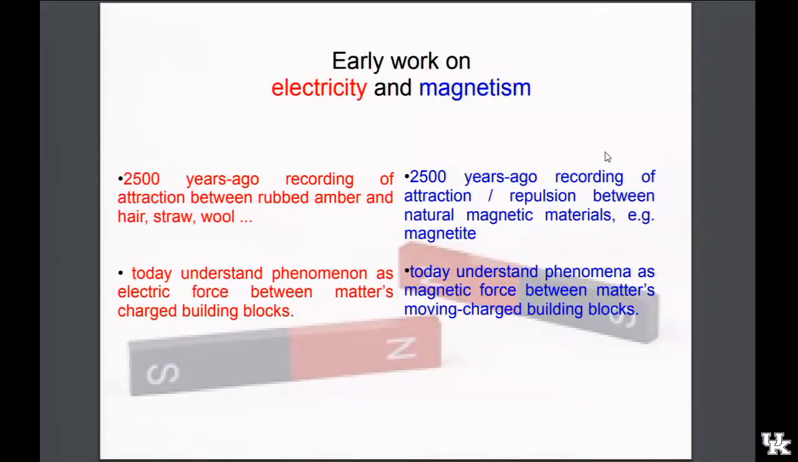Okay, I always like to include a little bit of history. I know that's extremely popular.